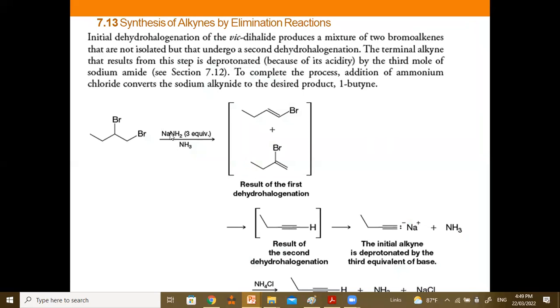Usually, the base that we use here is amide, in the presence of ammonia. Okay, so here it should be 2 equivalents. Yes, you have a question? Okay, in the initial dehydrohalogenation, the vicinal dihalide produces a mixture of 2 bromoalkenes that are not isolated but that undergo a second dehydrohalogenation. Okay. So here is 7.3.